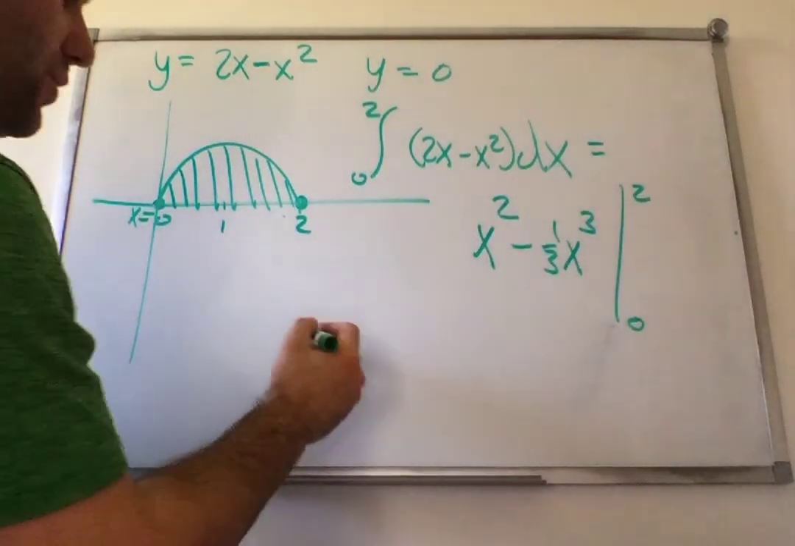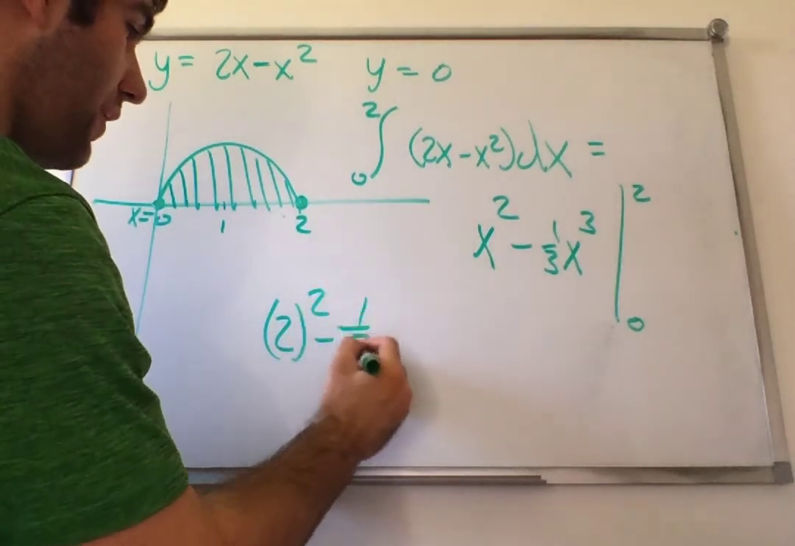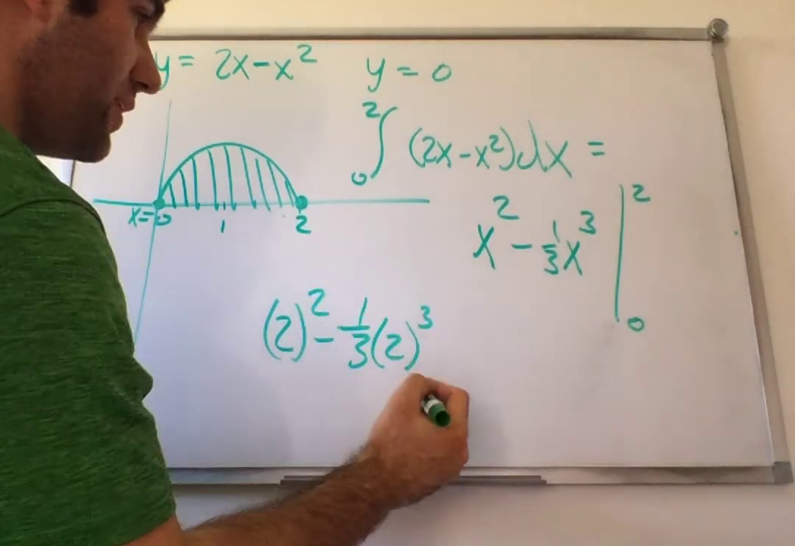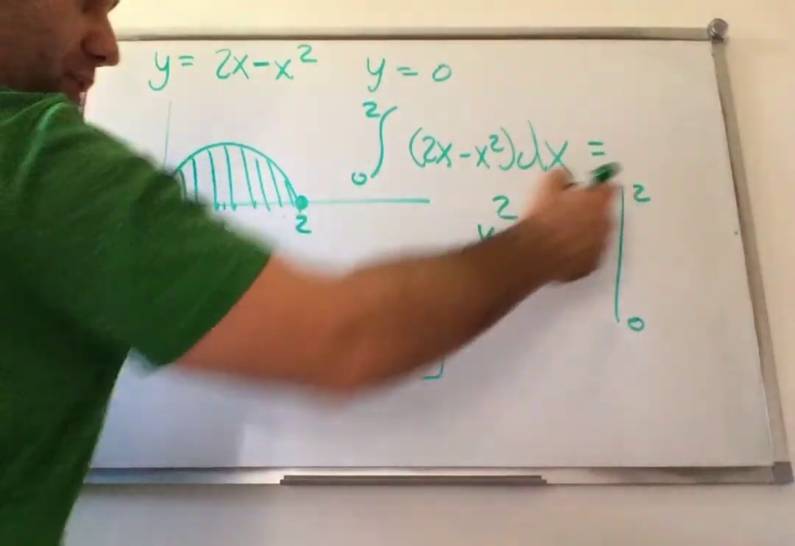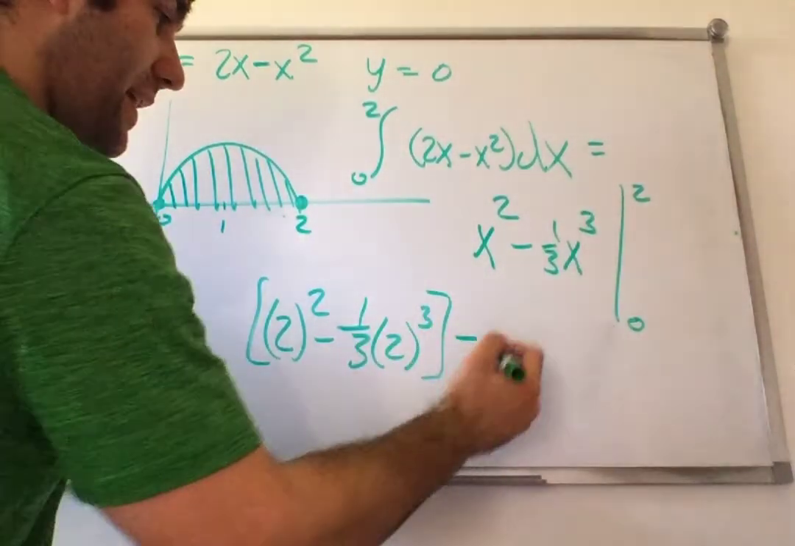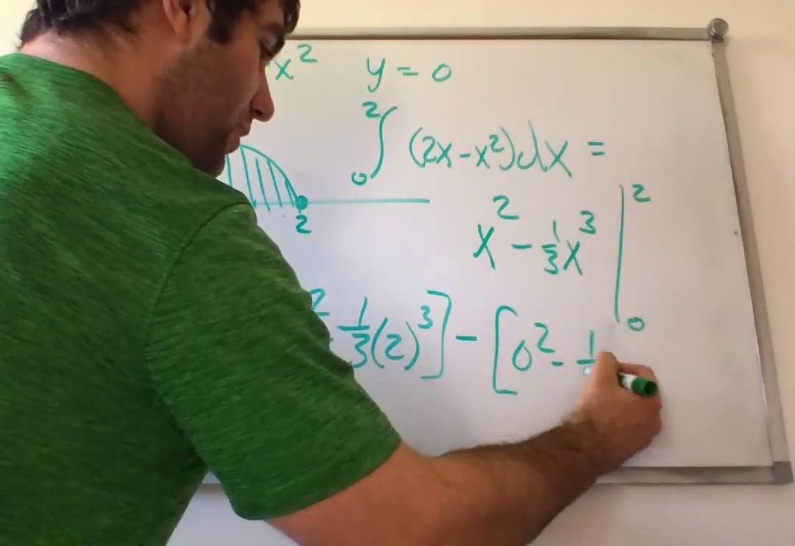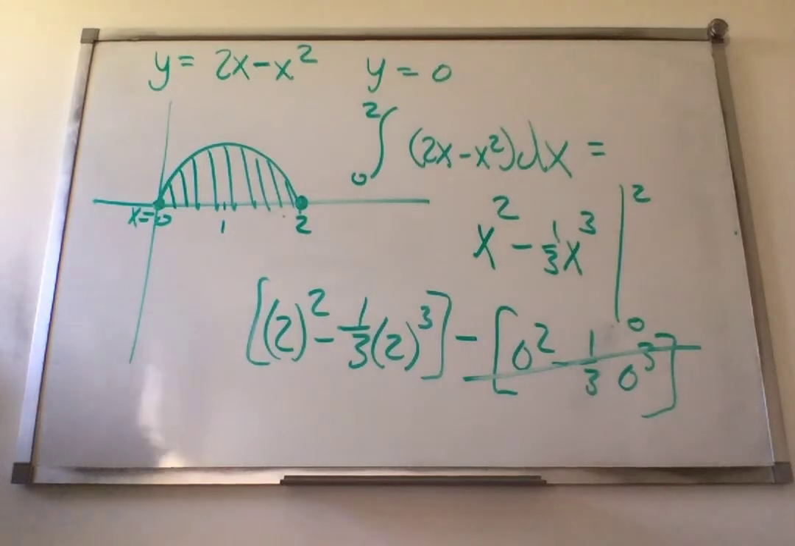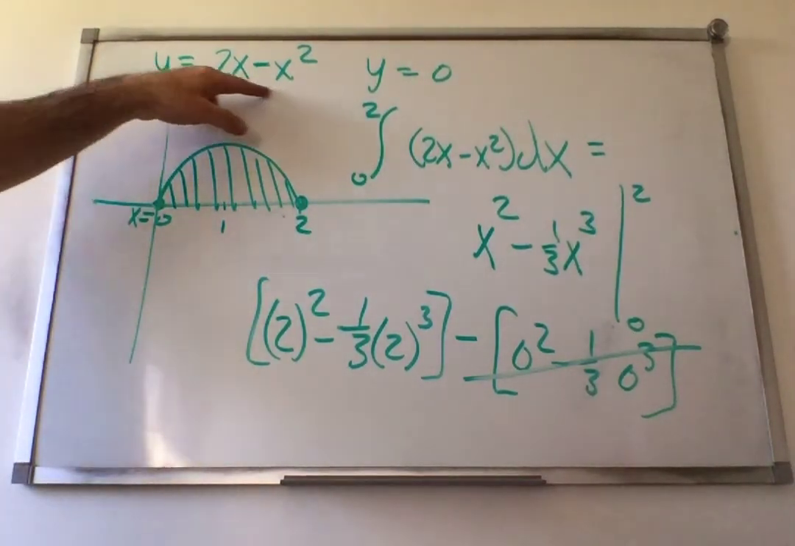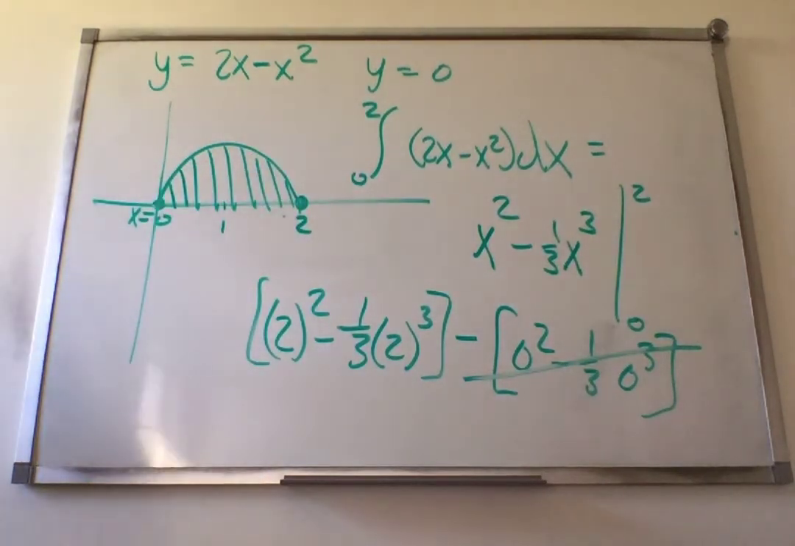Well, if I plug in 2, 2 squared minus 1/3 times 2 cubed. So that was the first piece, evaluating the upper limit, minus, I got to evaluate the lower limit. So I get 0 squared minus 1/3 times 0 cubed. This entire term is 0, okay? Sometimes it's really easy to plug in, especially if you integrate a polynomial and one of your limits of integration is 0. Really easy, it just goes away, you don't even have to evaluate it.